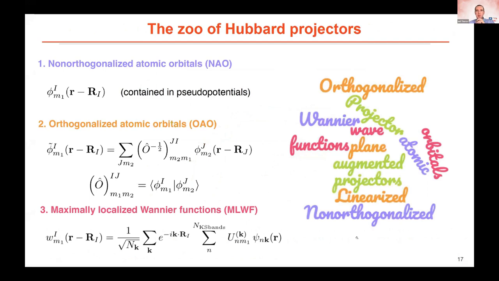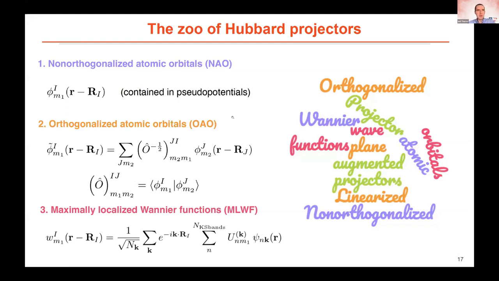Okay, that was all about the Hubbard parameters. Now let's talk about the Hubbard projectors, which are also a very important aspect, and which is always overlooked or forgotten in the papers. People don't really pay much attention to which type of Hubbard projectors they use.